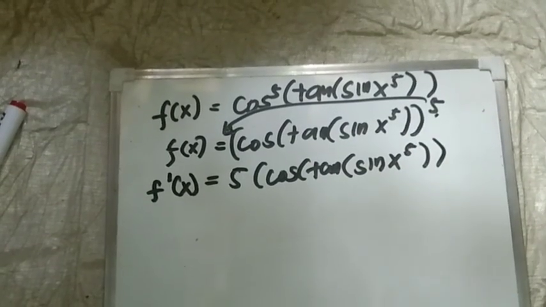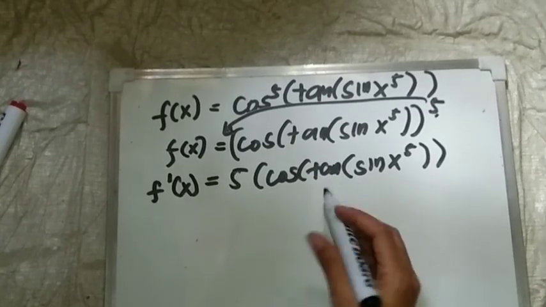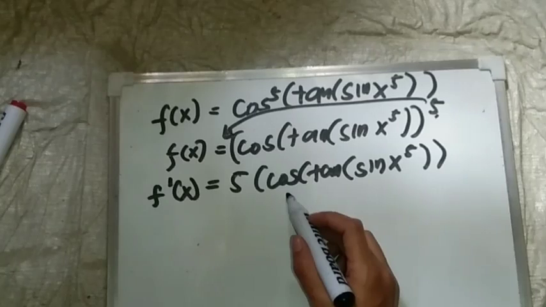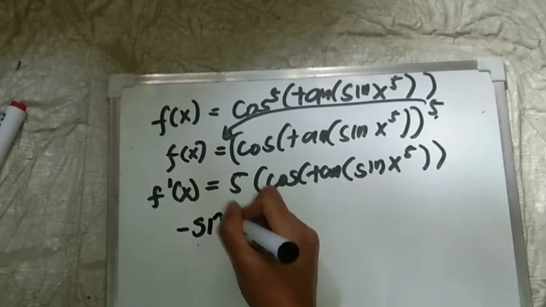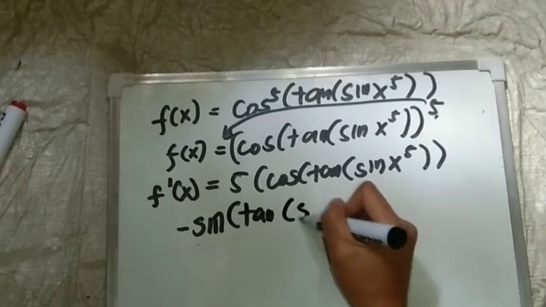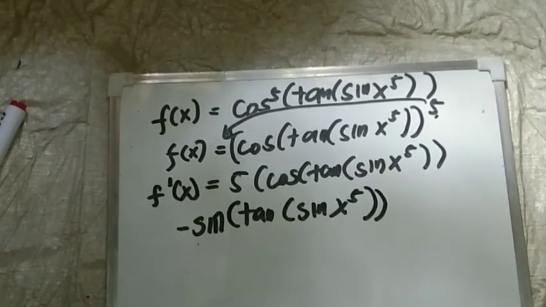Now, let's move inside. So let's find the derivative of the cosine. The derivative of cosine is negative sine. So we will just copy the rest, tan sine x to the fifth. Now let's move to the tangent, the derivative of the tangent.